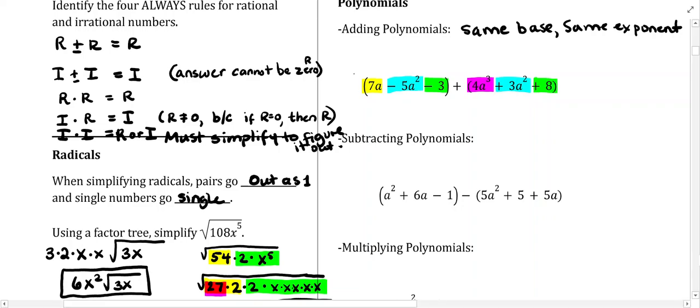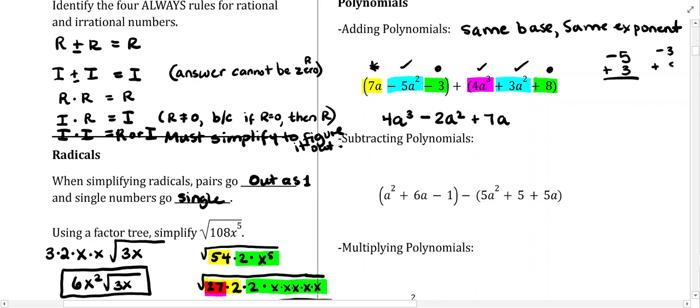Which one has the highest exponent is going to be this one. This is by itself, we just bring it along. The next highest exponents are going to be those, so negative 5 plus 3. Remember, we talked about this. Negative 5 plus 3 is going to be negative 2a squared. And this one, plus 7a. And then lastly, negative 3 plus 8 is going to be a positive 5. And that's how you would add polynomials.